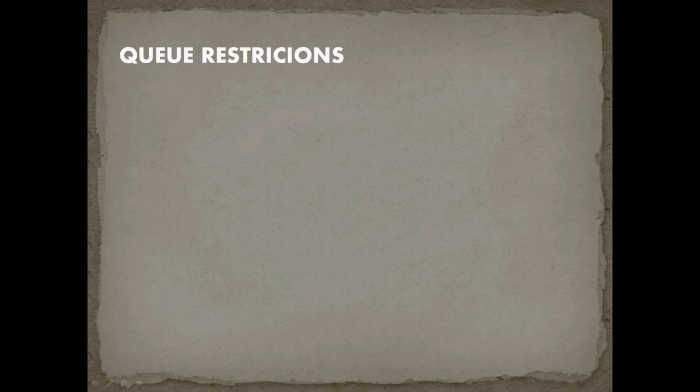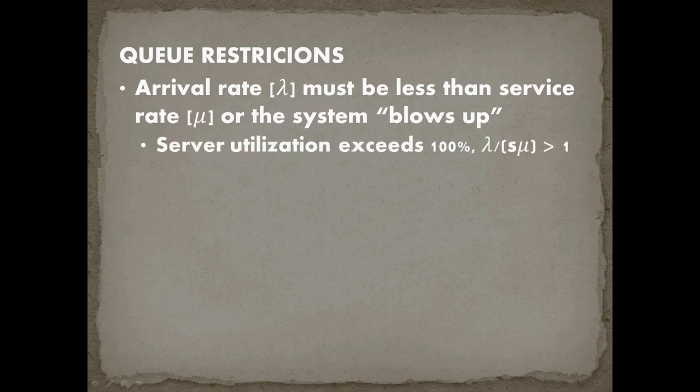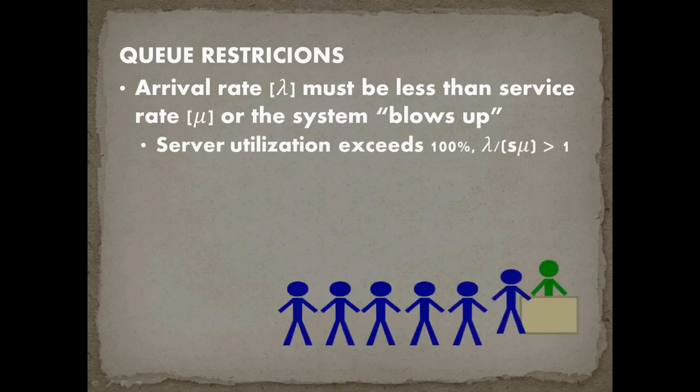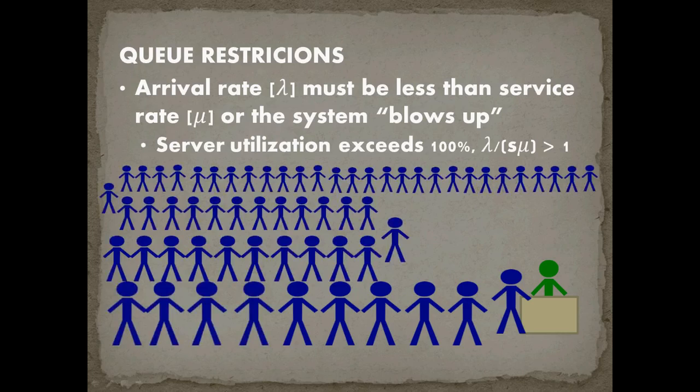So what are our queue restrictions? Well, there's one major restriction, and that is the arrival rate lambda must be less than the service rate mu, or the system blows up. So if I can't provide service to my customers faster than they're arriving, the line's just going to grow and grow and grow and grow to infinity.